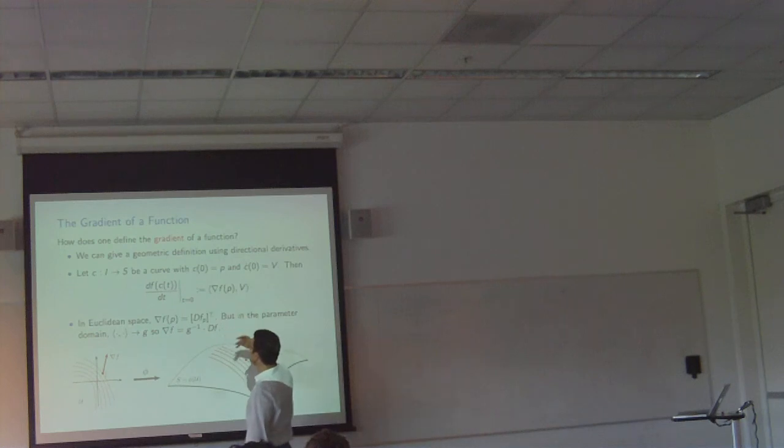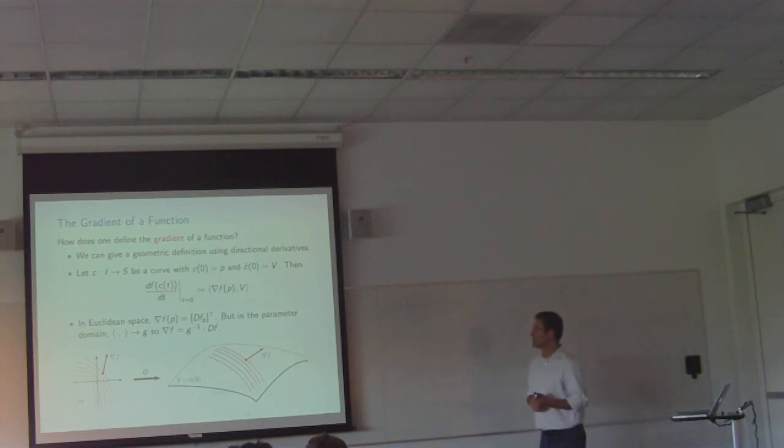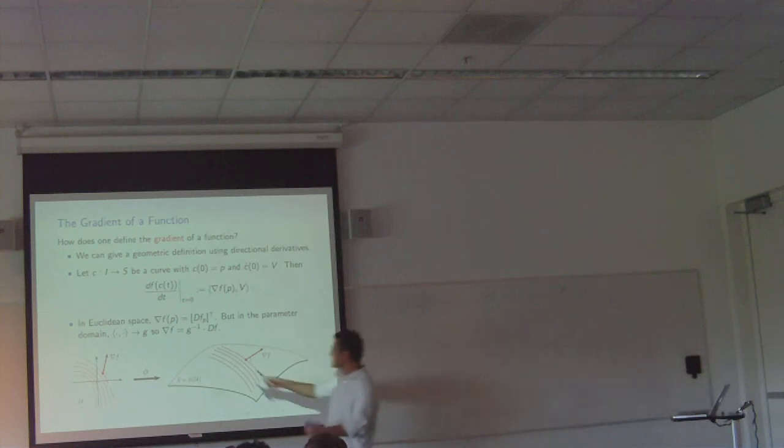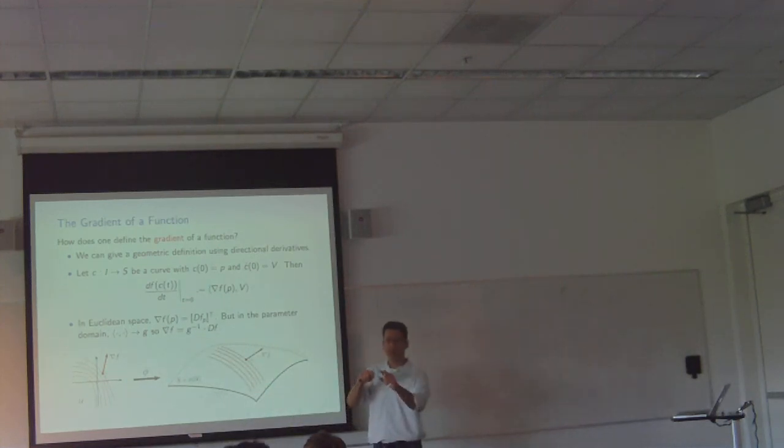So the gradient is defined geometrically as the thing whose inner product gives you the directional derivative. And of course, in Euclidean space, the gradient is the transpose of the derivative matrix. The derivative matrix is a row, and you want the gradient to be a vector, so you need to take its transpose. That's how you get it.